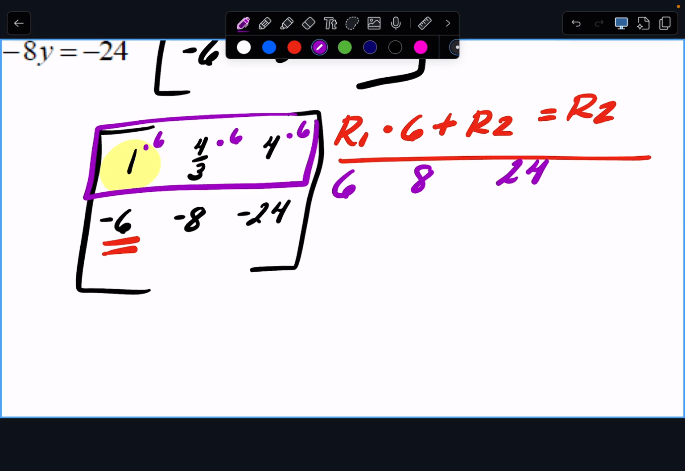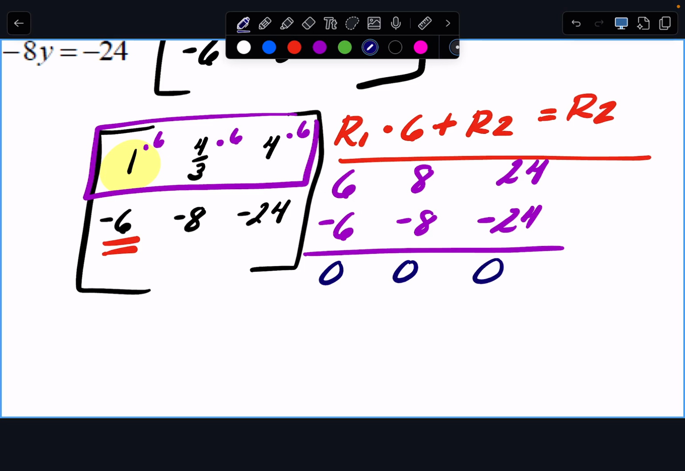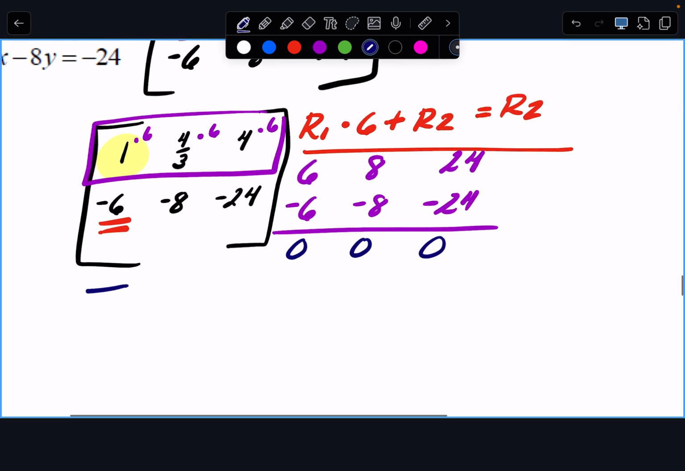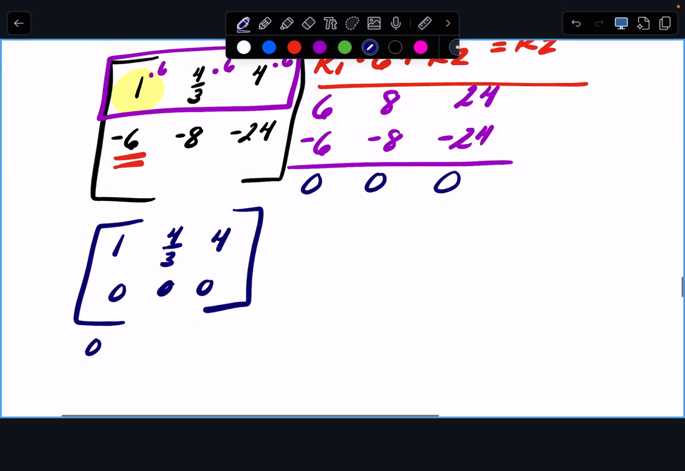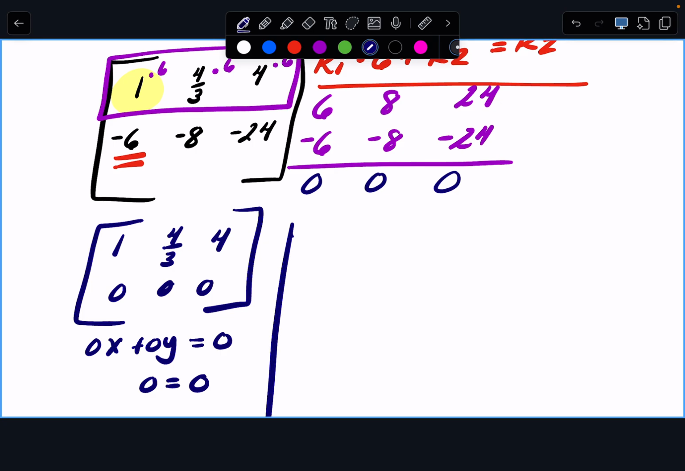24. Row 2 currently is negative 6, negative 8, negative 24. And in this one, 0, 0, 0. The whole thing became 0. The whole bottom became 0. So what do we have? 1, 4/3, 4, and then 0, 0, 0, don't we? So now we know that's 0x plus 0y equals 0, 0 equals 0. Oh, it's infinite solutions. So we can't even do reduced row echelon form. We have to just finish the infinite solution one. So then the bottom's not helpful. It tells you it's infinite solutions, but that's not going to help you with your equation.